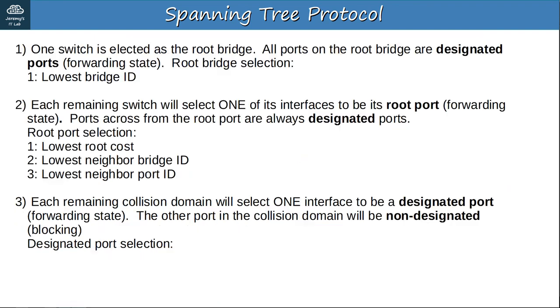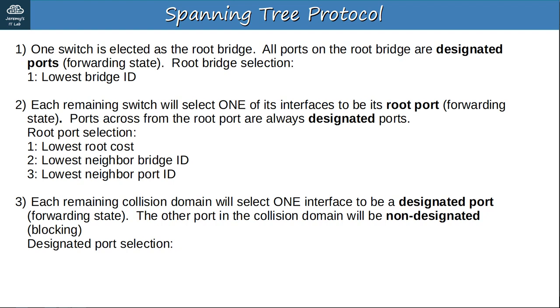So here is the process for selecting the different port roles and states in spanning tree. One switch is selected as the root bridge, the switch with the lowest bridge ID. Then, each remaining switch selects one of its interfaces to be a root port. The interface with the lowest root cost is selected. If that's a tie, the interface connecting to a neighboring switch with the lowest bridge ID is selected. If that's a tie also, the interface connected to the lowest port ID on the neighbor switch is selected.